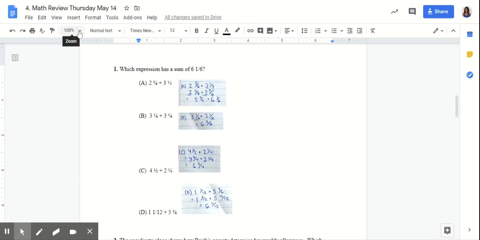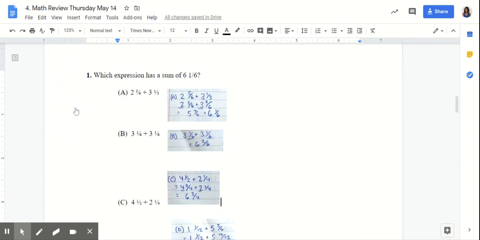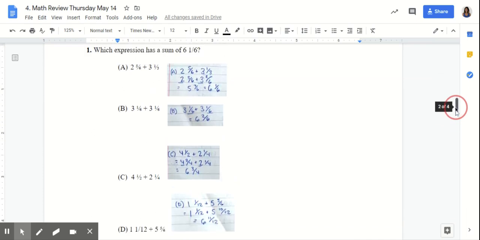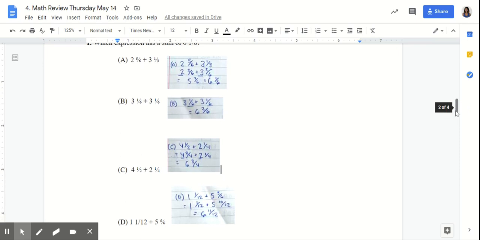So I know that A, 2 and 5/6 plus 3 and 1/3. What do I notice first about my denominators? Correct. They are not the same, so I have to make sure that they are common denominators, and then I'm adding them together. And then my final answer was 6 and 1/6. Again, you are trying out every single problem because you don't know if other ones may arise that had the same sum, and your work could have potentially been wrong. So you always try out everything and check your work.